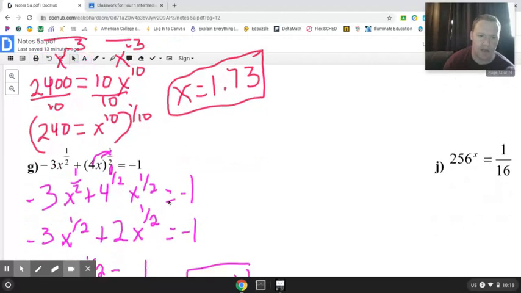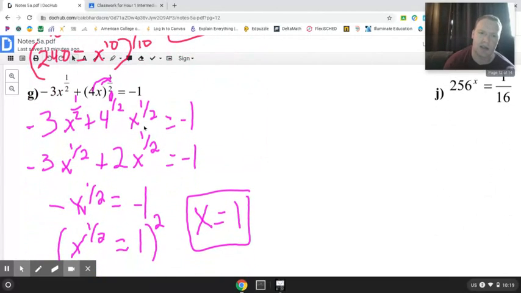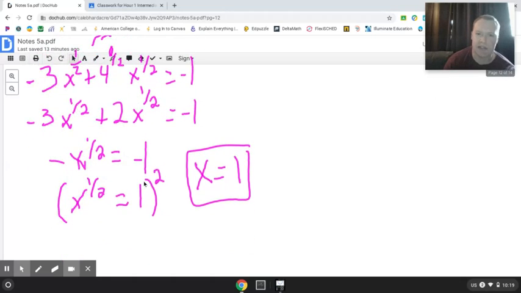And then for G, hopefully you didn't miss this parentheses there. They're there for a reason. So I had to use the power property first and distribute that 1/2 n. So that gave me negative 3x to the 1/2 plus 4 to the 1/2 times x to the 1/2 equals negative 1. Then I could figure out what 4 to the power of 1/2 is, and that's 2. And then I can combine like terms. I can divide by a negative 1 and then reciprocate. So that gives me x equals 1.